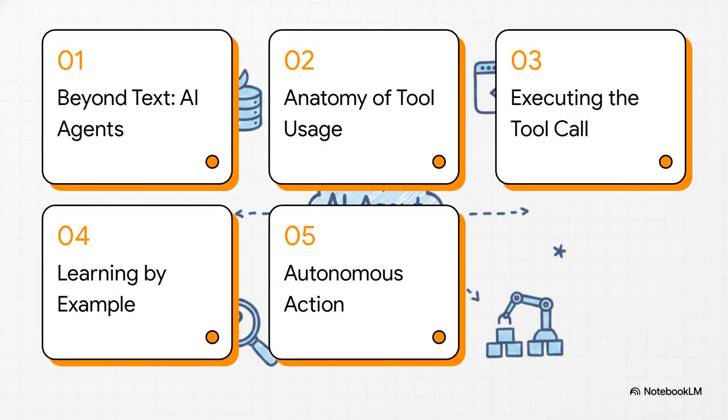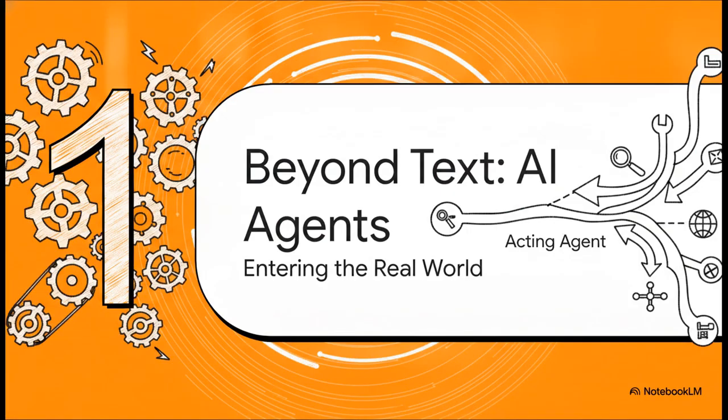Here's our roadmap for this explainer. We'll start with 1. Beyond text. Enter AI agents. Then we'll look at 2. The anatomy of tool usage, followed by 3. Executing the tool call. After that, we'll cover 4. Learning by example, and wrap things up with 5. Training for autonomous action. All right, let's jump right into Section 1, Beyond Text, Enter AI Agents.